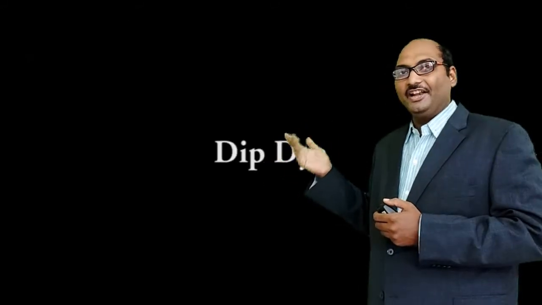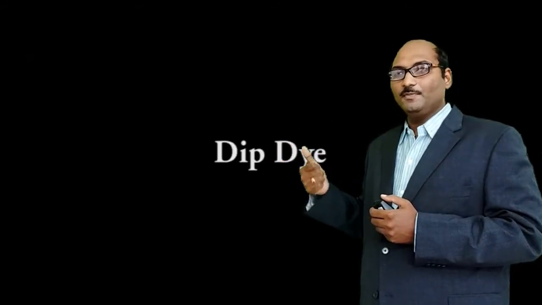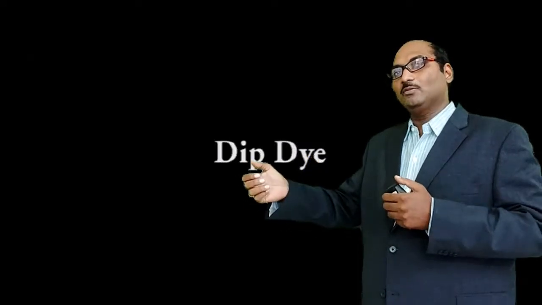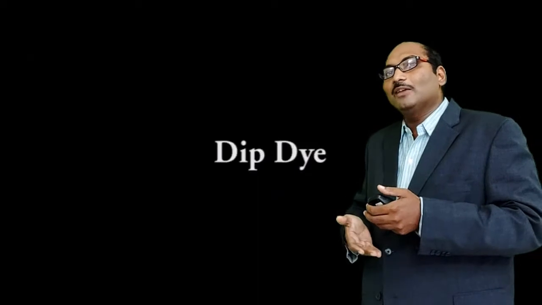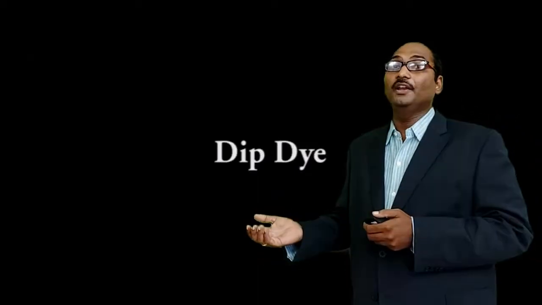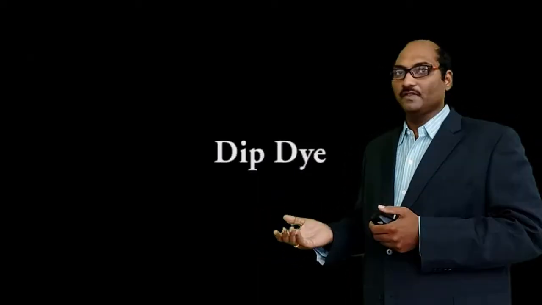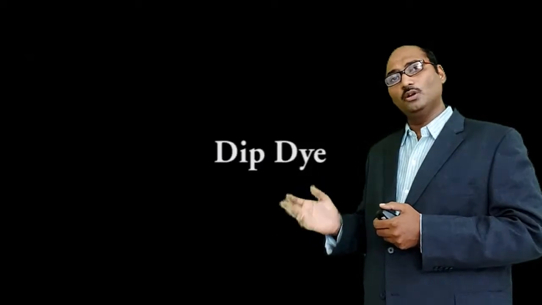Next topic is dip dye. What is dip dye? We take the garment and dip only part of the garment, such that only that part gets dyed and the remaining does not get the dye. Either the white or the base color only will be there.